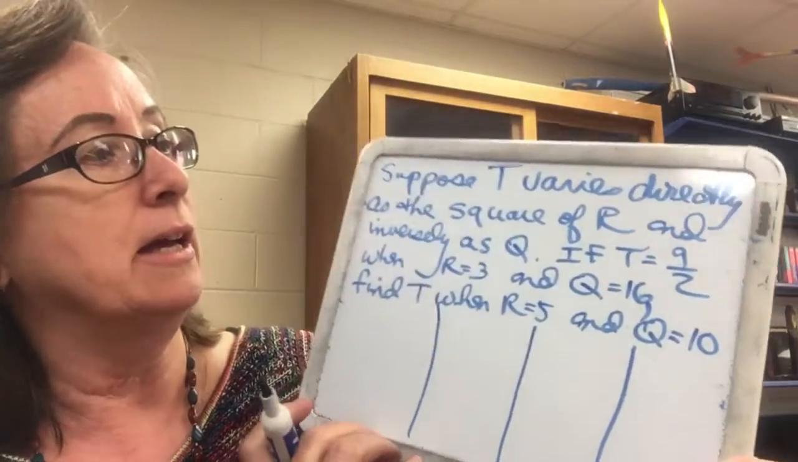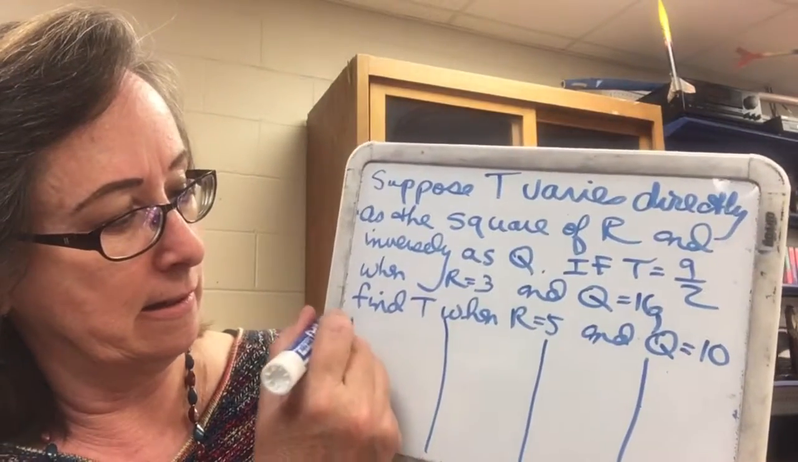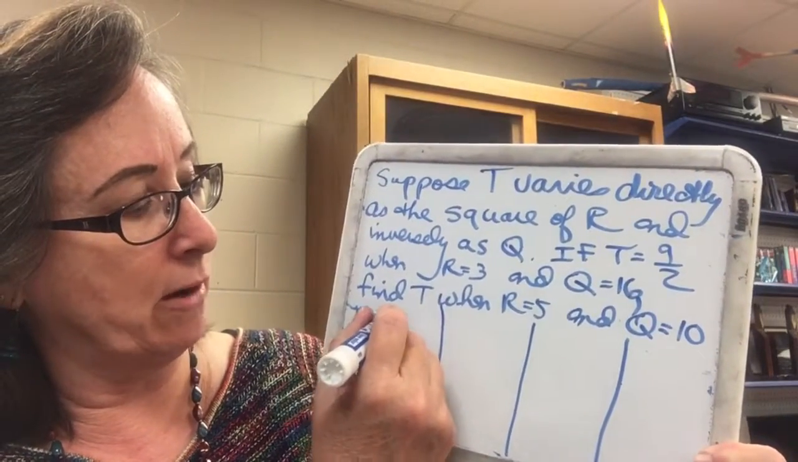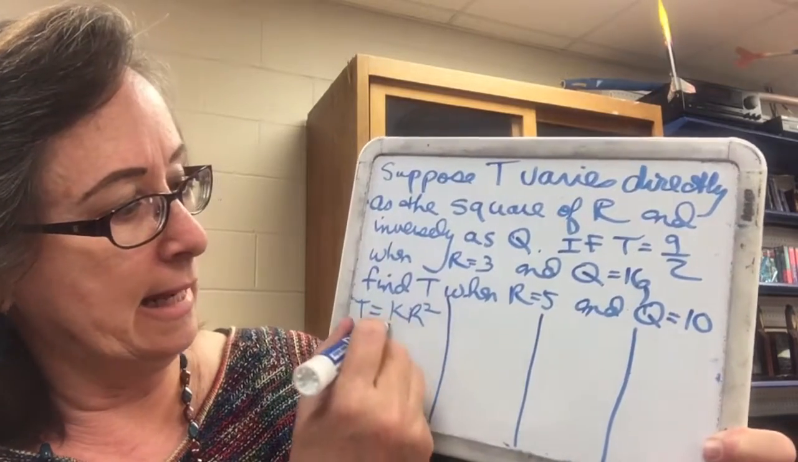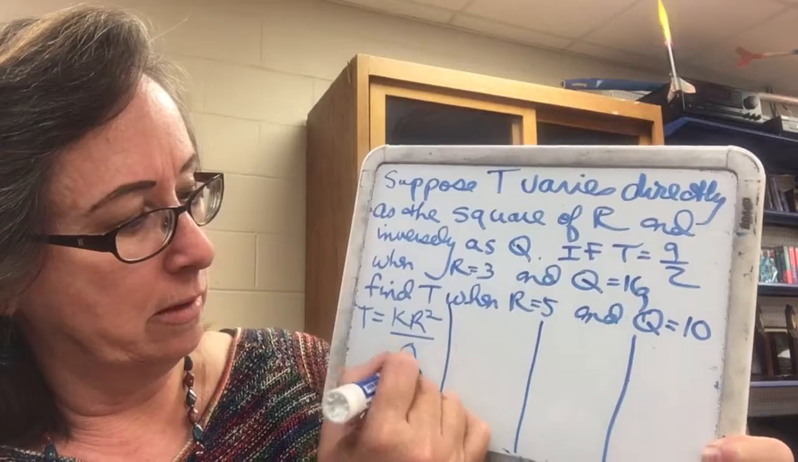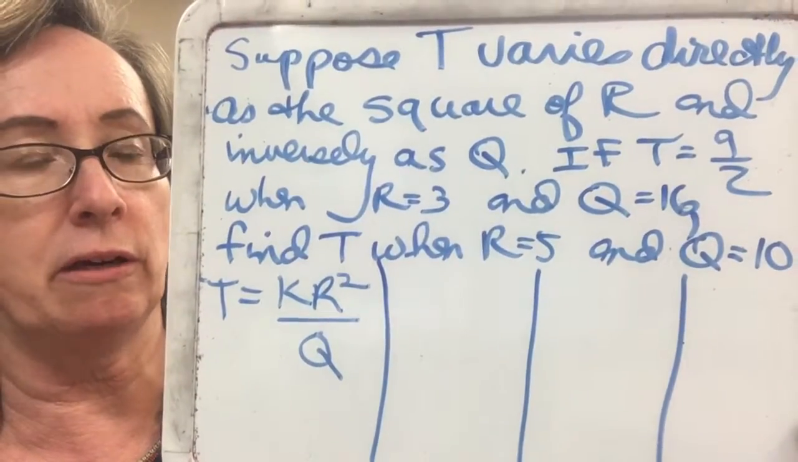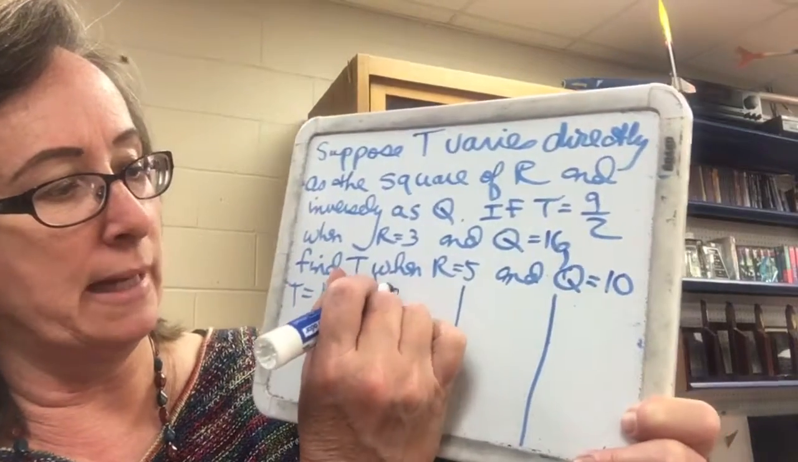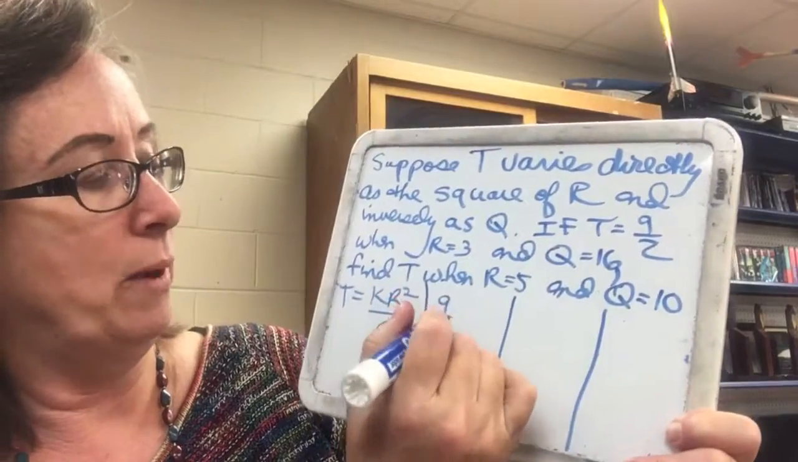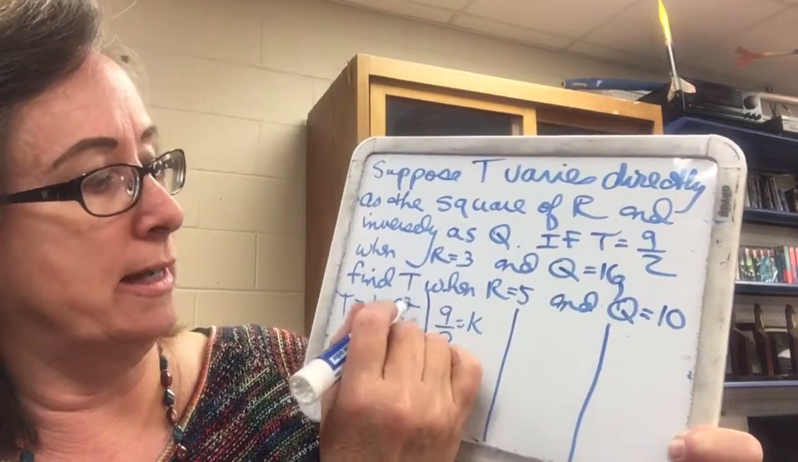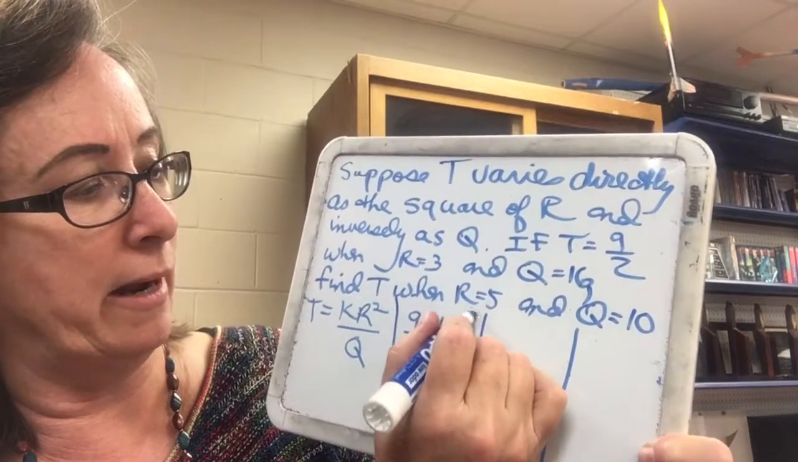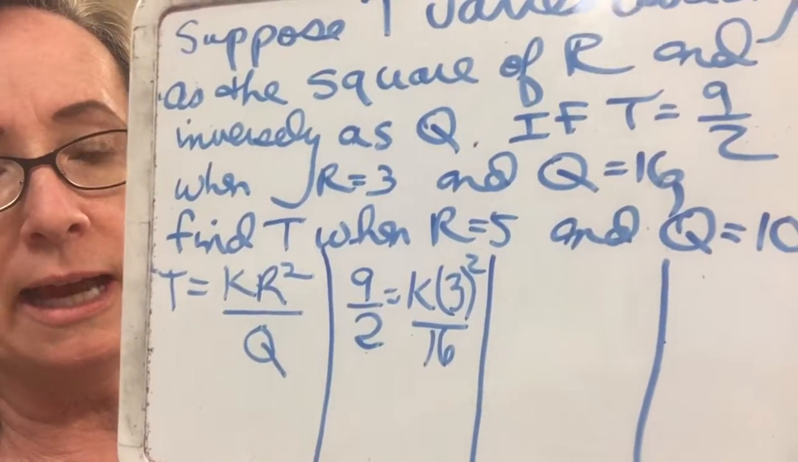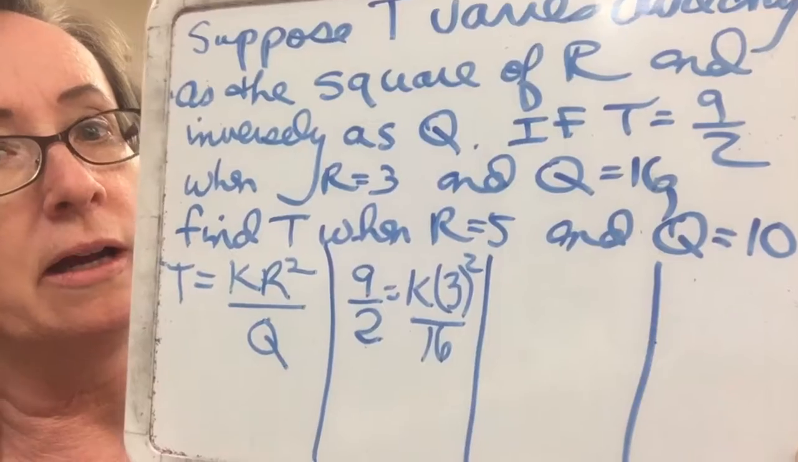So it says suppose t varies, we've got to have a k, directly as the square of r, so we have r squared, and inversely as q. So we should have t equals k r squared over q as our equation. If t is 9/2, so we plug in 9/2, when r is 3, so we have 3 squared, and q is 16, so that should be my equation, and now I have to solve that equation for k.